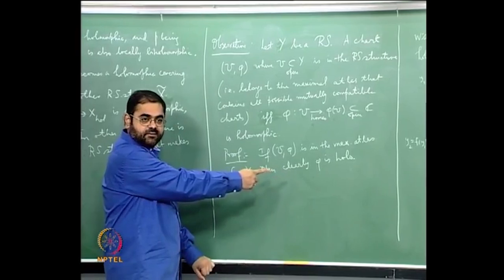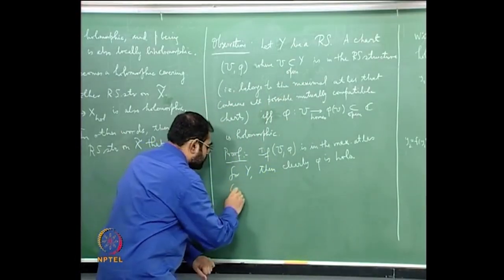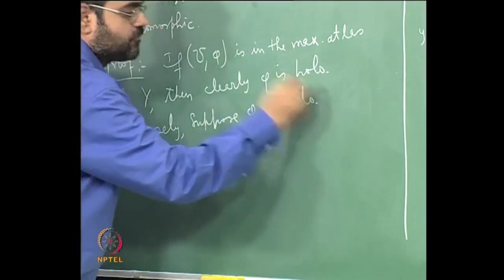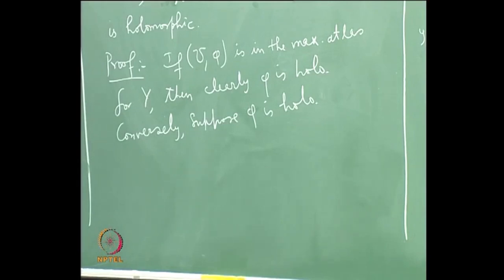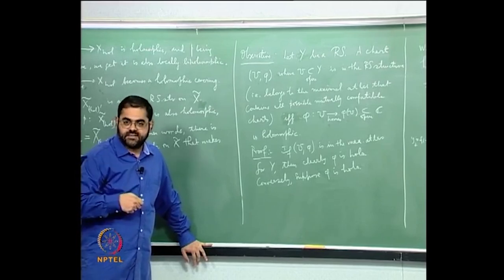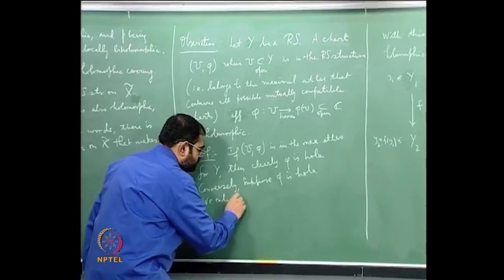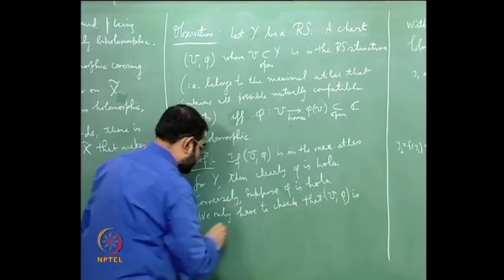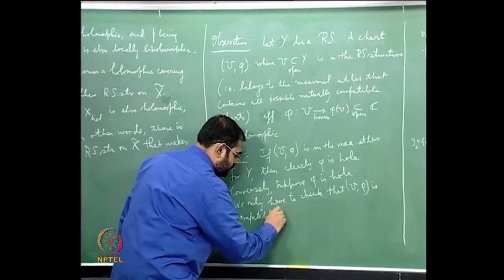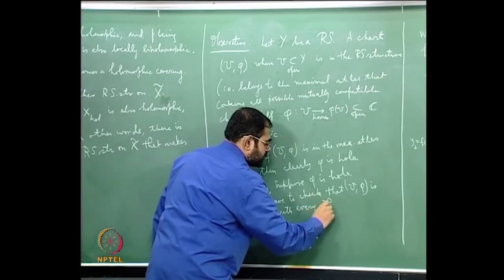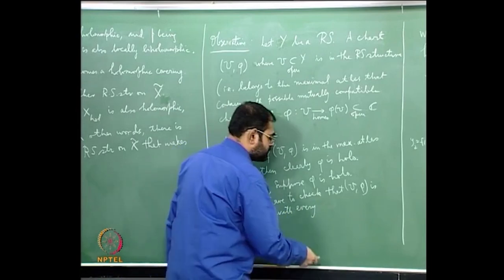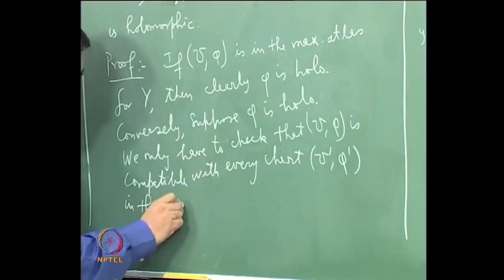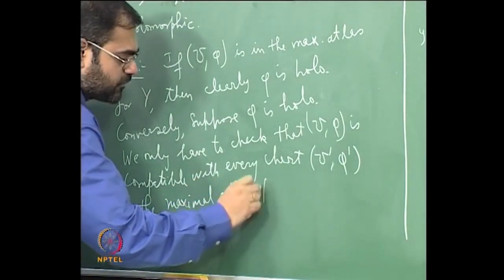I hope you have already done this exercise. Conversely, suppose phi is holomorphic. I will have to only check that (U, phi) is compatible with every other chart that intersects it. So we only have to check that (U, phi) is compatible with every chart (U prime, phi prime) in the maximal atlas for Y.